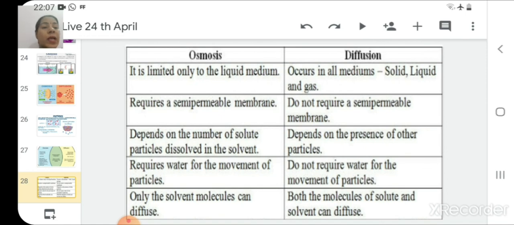Again, there is one more slide to understand the differences between osmosis and diffusion more clearly. Osmosis is limited only to the liquid medium, and diffusion takes place in solids, liquids and gases. Osmosis requires a semi-permeable membrane and diffusion does not. Osmosis depends on the number of solute particles dissolved in the solvent, and diffusion depends on the presence of other particles. Osmosis requires water for the movement of particles. Diffusion does not require water for the movement of particles.